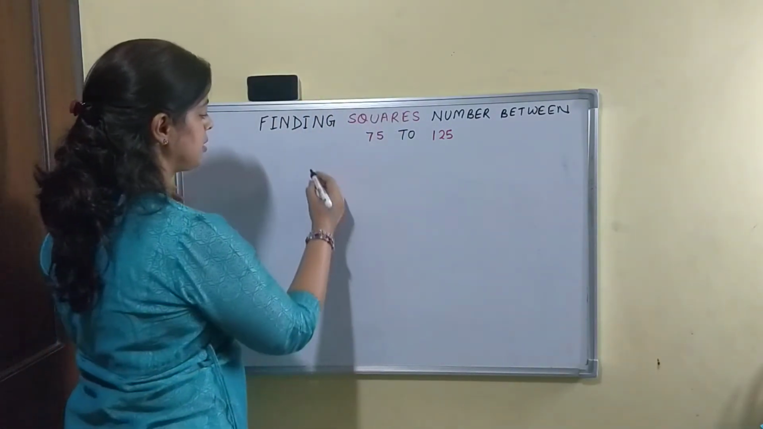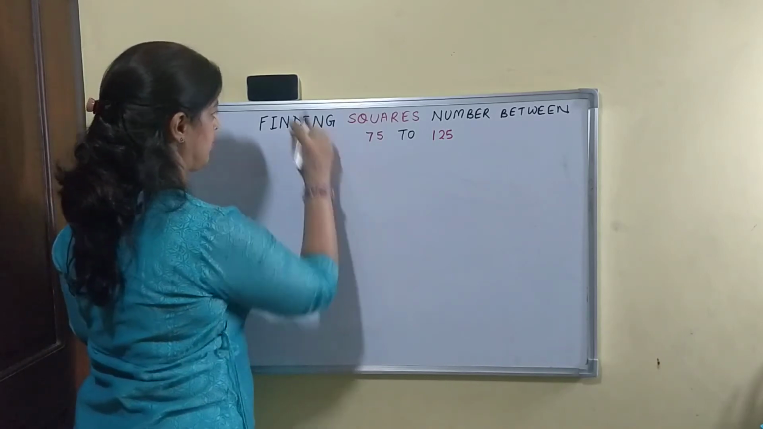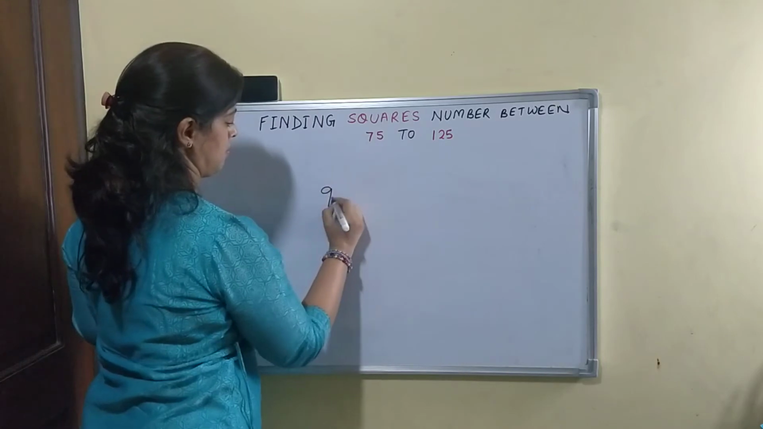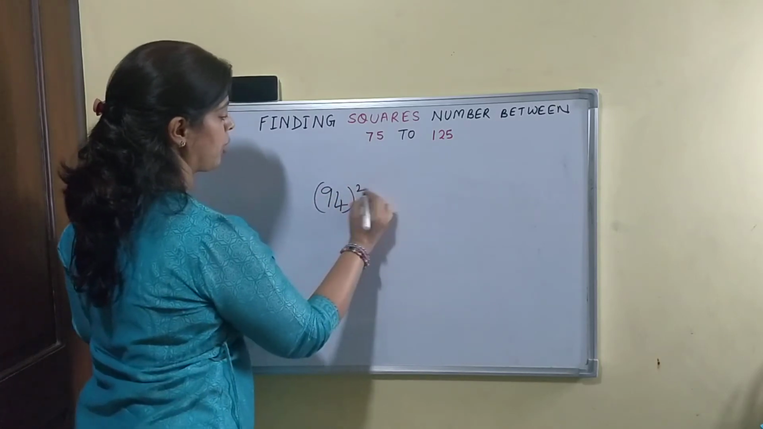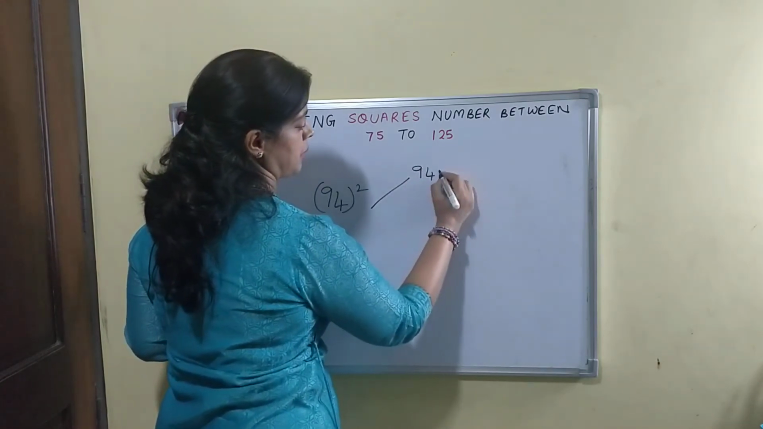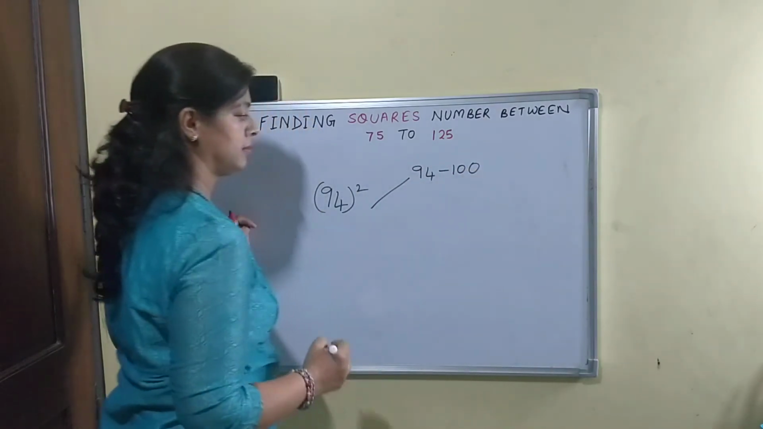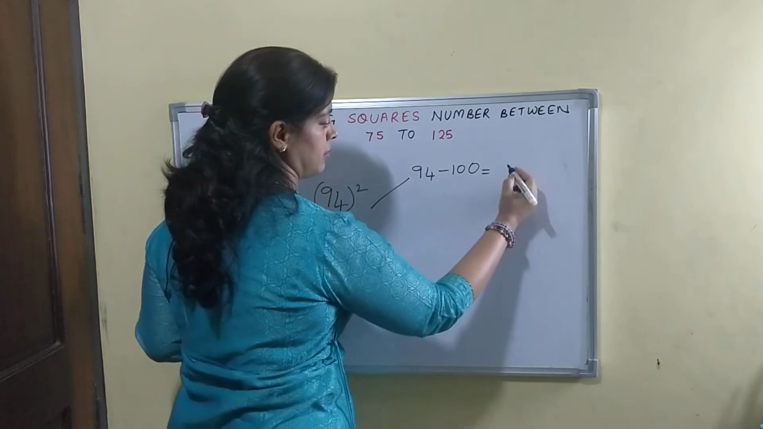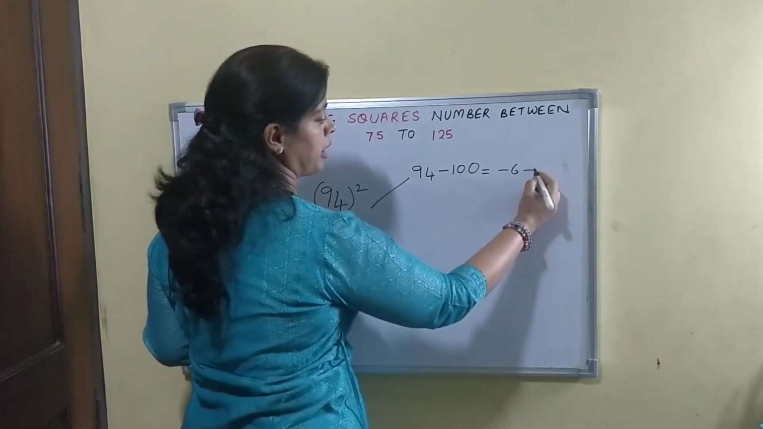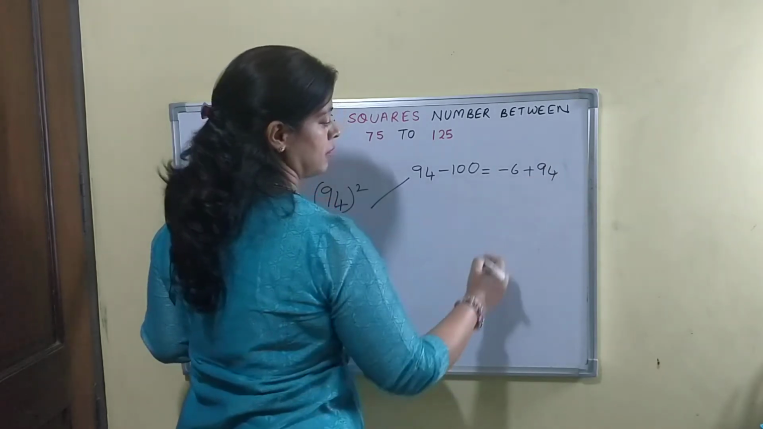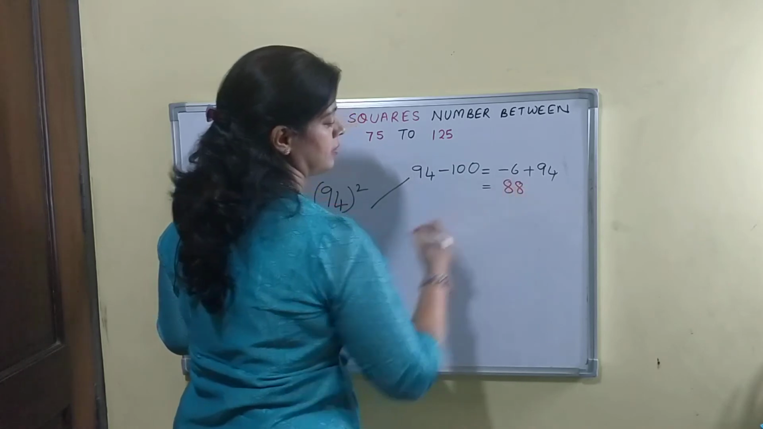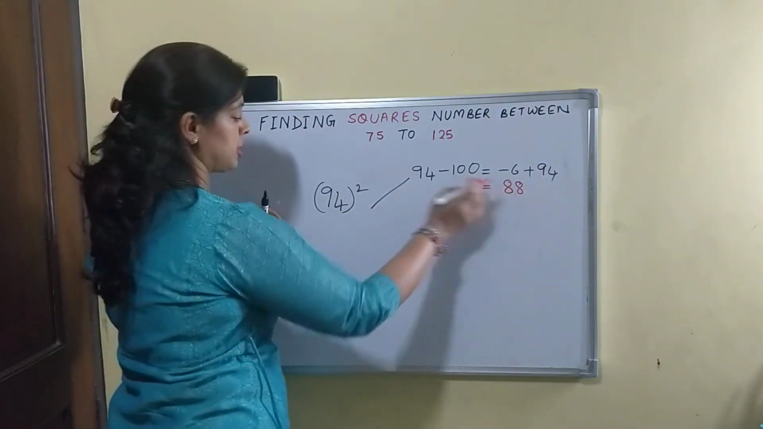My third example is 94. The square of 94. Step 1, subtract 100 from the number. It gives me minus 6. Now this minus 6 I add to my number, which gives me 88. This forms the first two digits of my square.